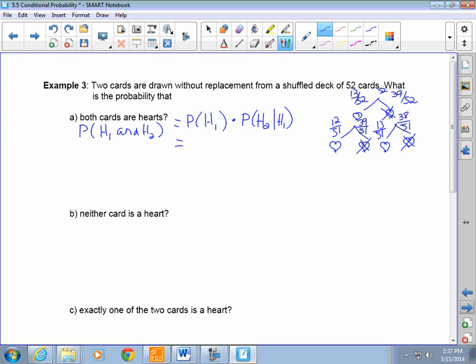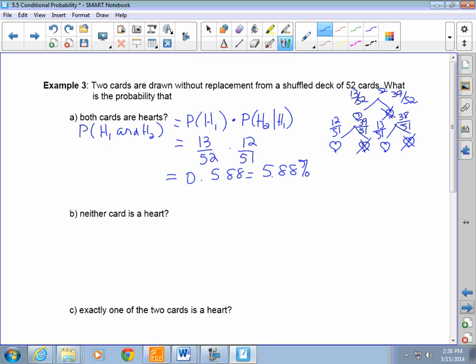So if I take a look at that then, for the probability of it being a heart the first time, that was 13 out of 52. The probability the second time that it was a heart, given that it was a heart the first time, is 12 out of 51. So when I multiply and divide, I'm left with 0.0588, which is 5.88%.